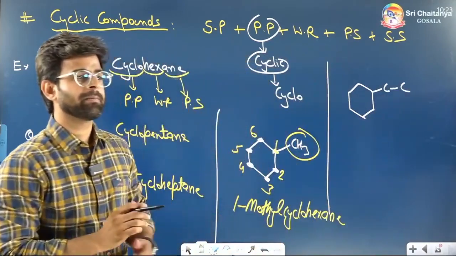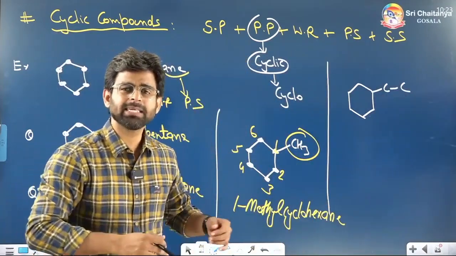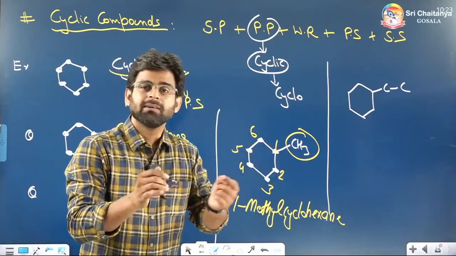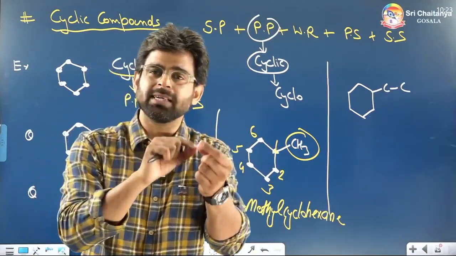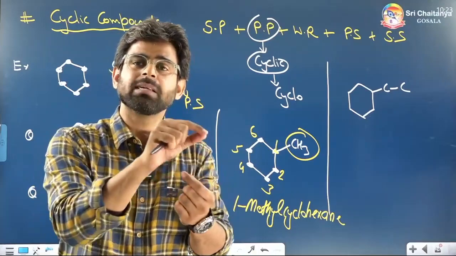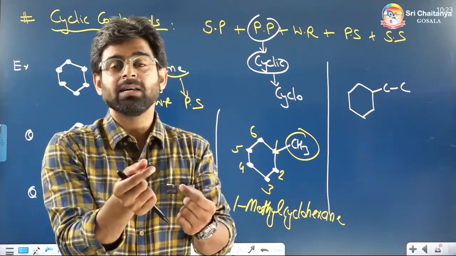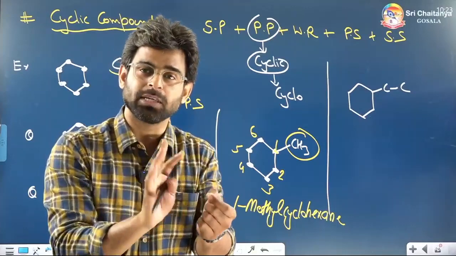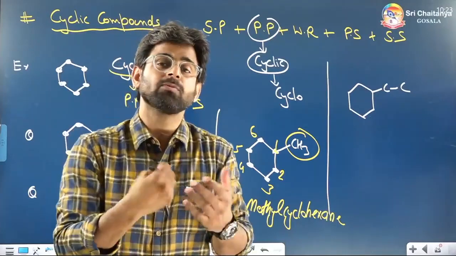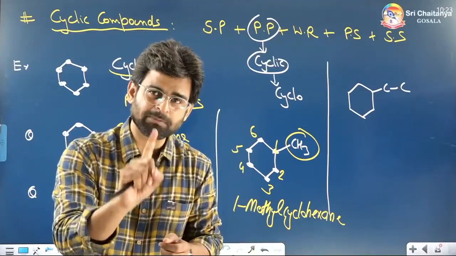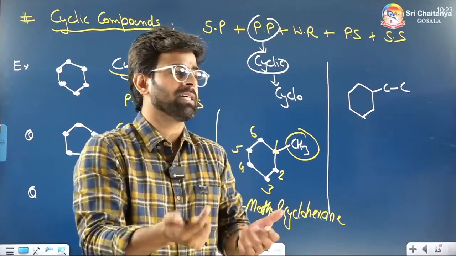Okay, now tell me. Someone is asking, sir, why it can't be 2? Beta, I can number from anywhere in the cycle. I can start numbering from anywhere. So I will give methyl the lowest position, meaning position 1. Why would I give it position 2, when I can give it the first position?